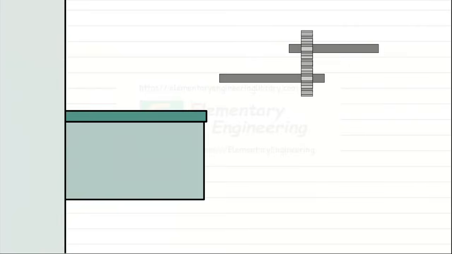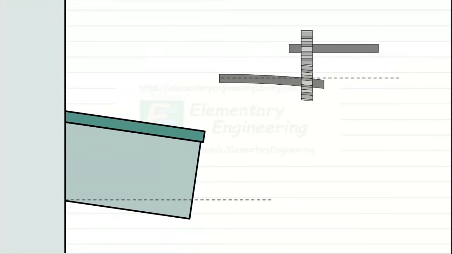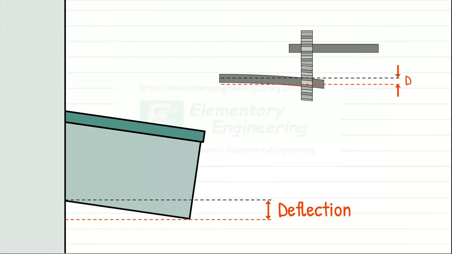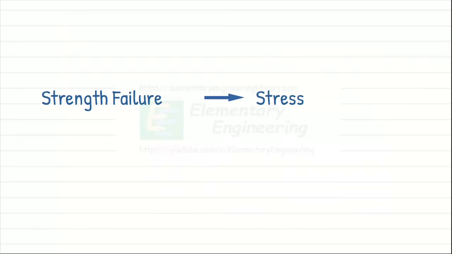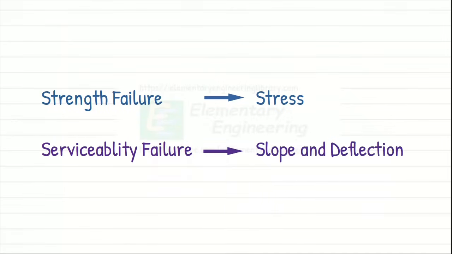That bending, whether it's a shaft or a balcony, is usually measured using just two things. First is deflection, which is how much a beam or any other component moves vertically up or down. And second is slope, which is the angle it makes as it tilts. To prevent a strength failure, we calculate stress. To prevent a serviceability failure, we calculate slope and deflection.